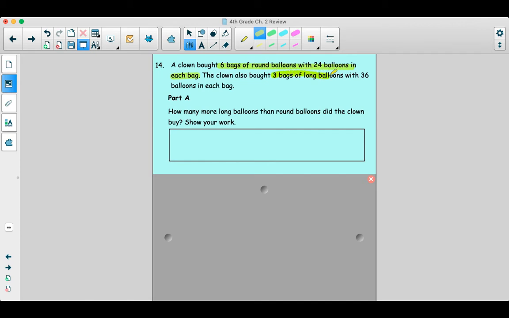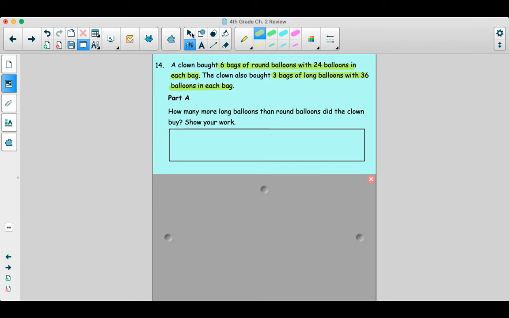3 bags of long balloons, 36 balloons in each bag. Okay. Do you have the picture in your mind? Because that's so important. When the older you get, the less your teachers are going to say, make the picture in your head, but you still have to do it.